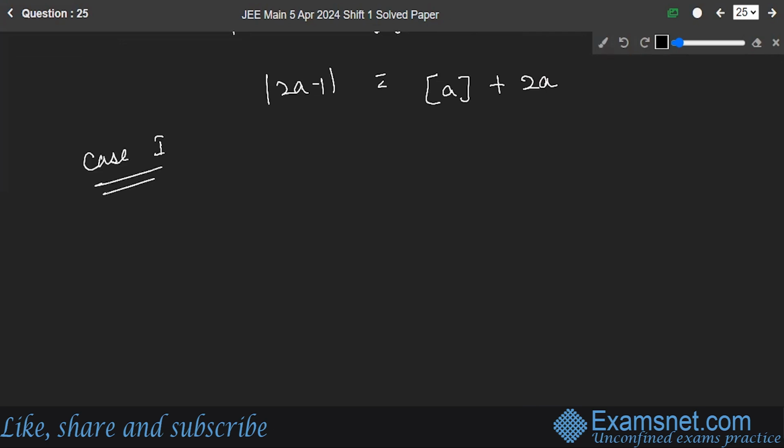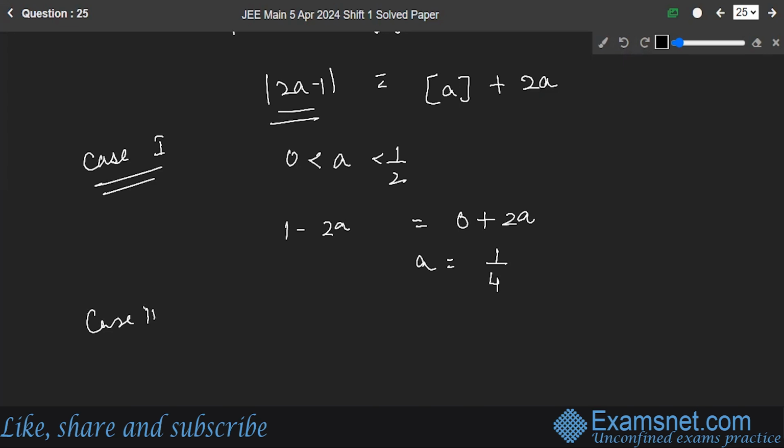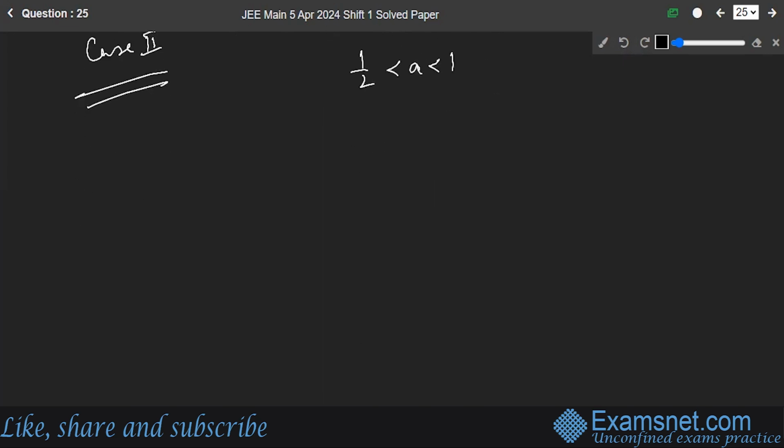Case 1, when A lies between 0 and 1 by 2. In that case, 1 minus 2A will be equal to 0 plus 2A. You will have the A's value as 1 by 4. Second case, when A lies between 1 by 2 and 1. In that case, you will have 2A minus 1 is equal to this. No solution, because 0 plus 2A cannot be equal to this. So you have no solution over here.